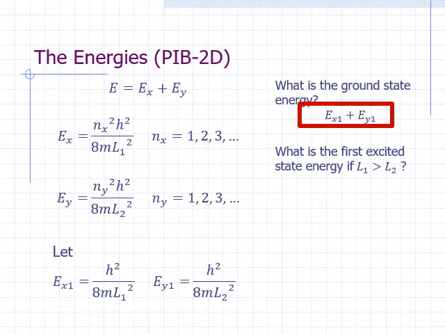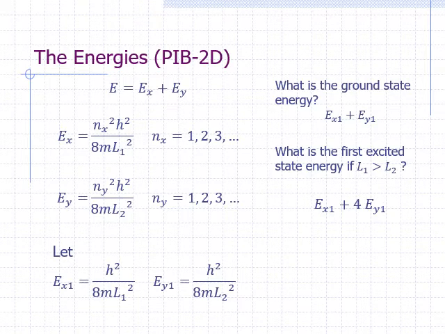The first excited state is the next lowest possible energy. That would mean that one of the two quantum numbers is 1 and the other is 2. That means either E sub x1 plus 4 times E sub y1, if n sub y is 2, or 4 times E sub x1 plus E sub y1 if n sub x is 2. What is the first excited state if L1 is longer than L2? Well, if the L in the denominator for E sub x1 is larger, it would mean that E sub x1 is smaller than E sub y1.